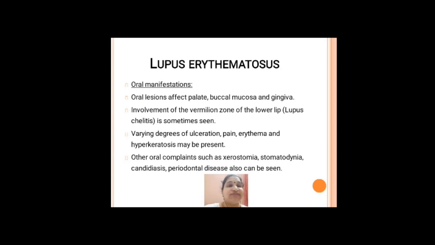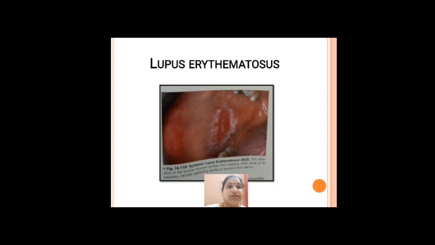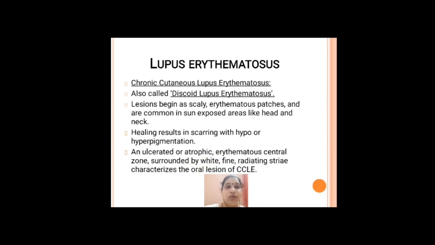Oral lesions will affect the buccal mucosa, palate and gingiva, and the vermilion border of the lip is also commonly involved, called lupus cheilitis. So in this picture you can see the erythematous lesions on the hard palate and even on the buccal mucosa. This is another lesion on the buccal mucosa.